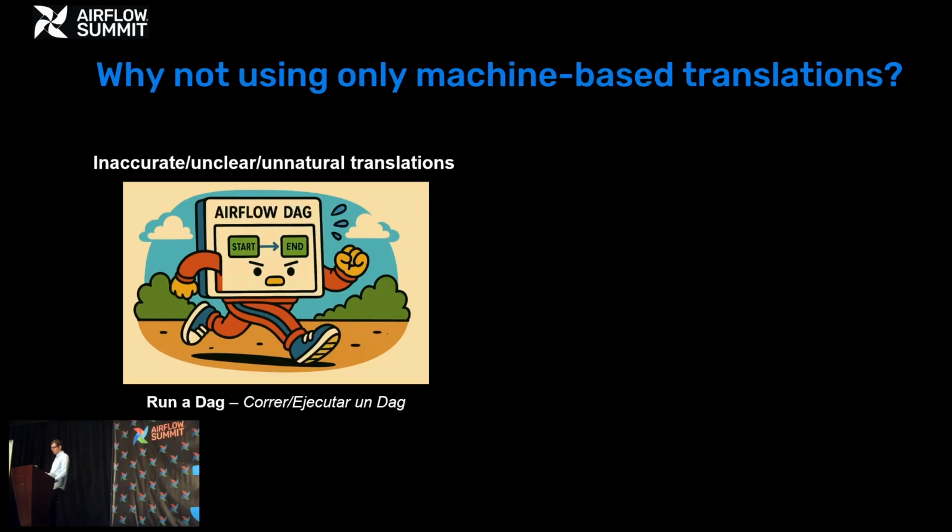So machine translations could be inaccurate, unclear, or unnatural for native speakers, especially when it comes to technical terms. So for example, when we want to say run a DAG in Spanish, it could be translated either as correr un DAG, which implies physical running, or ejecutar un DAG, which means executing a program. The latter one is what we probably look for.